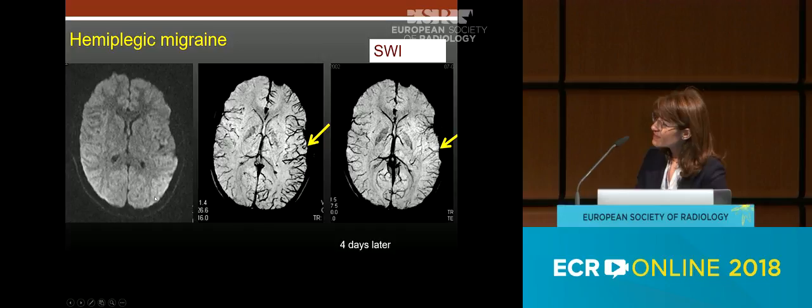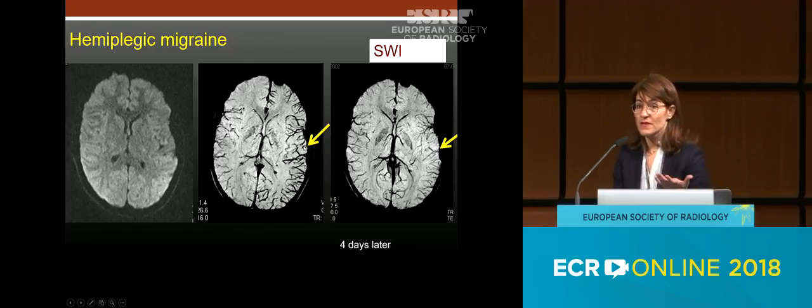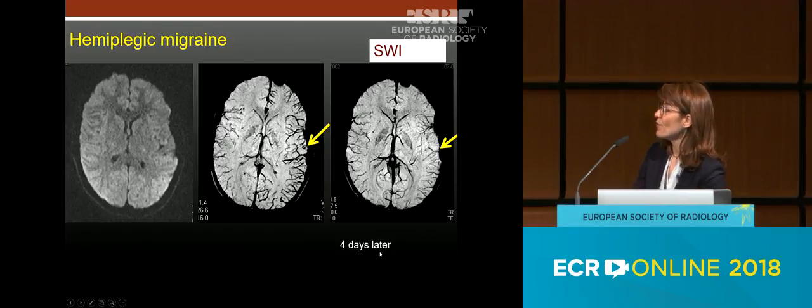In this patient, we have some subtle increased intensity in the cortex and in the thalamus. It's in contrast to acute infarct. However, when we do SWI, we see the hypooxygenation may be a surrogate for perfusion imaging without using any contrast material. And 4 days later, after the migraine attack, the hypooxygenation will reverse back.